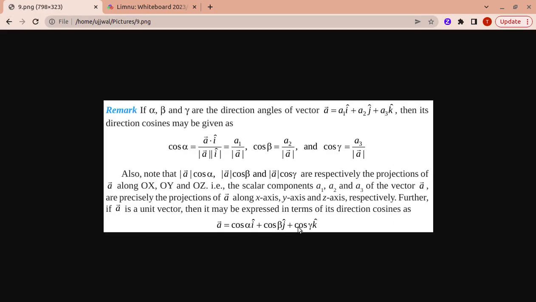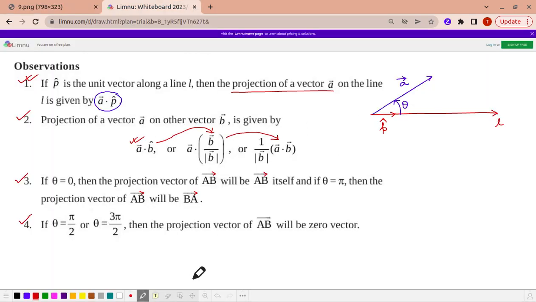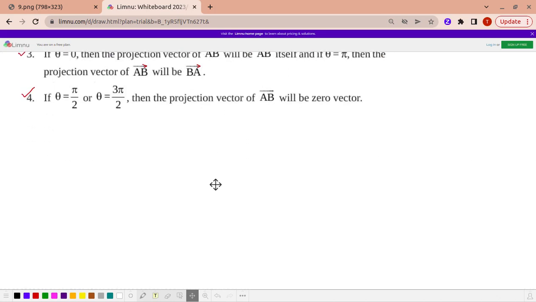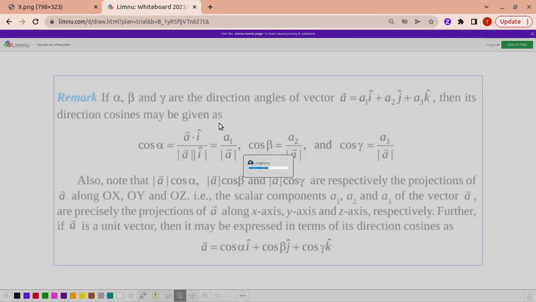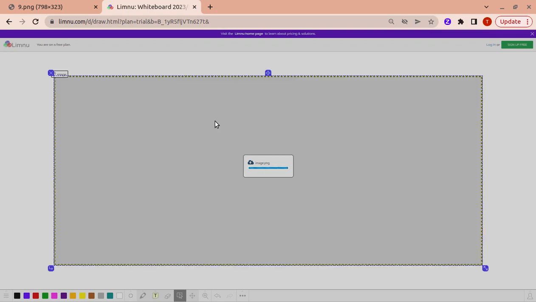Okay. And that is the remark, after which we will conclude the class for today. In the next class we will practice some problems on dot product. So dear students, a very important remark here.